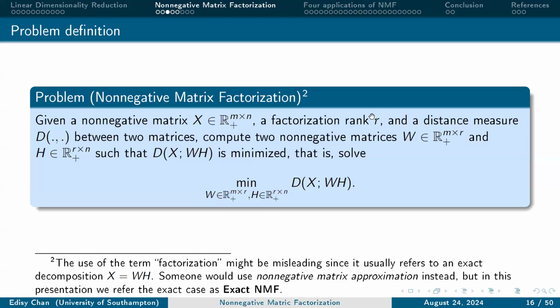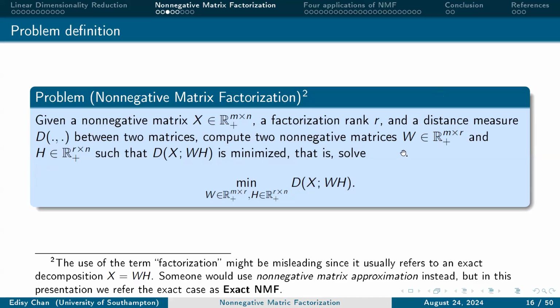So the actual problem goes like this. Now if we have the data set as a non-negative matrix, and this is n by n, all the entries are non-negative. And if we require the factorization rank to be R, now we would like to solve the following problem. We try to minimize the distance measure on the W and H, and we require W and H to be non-negative as well.